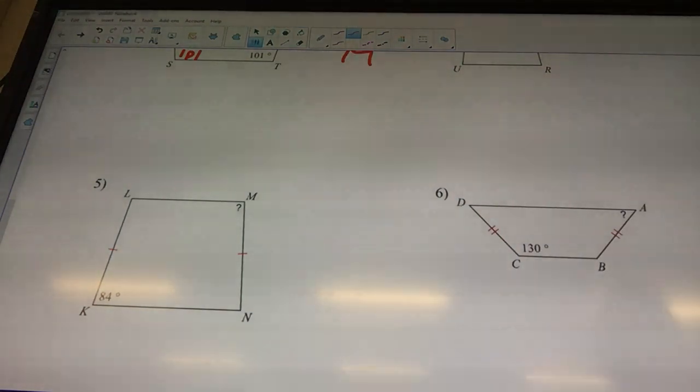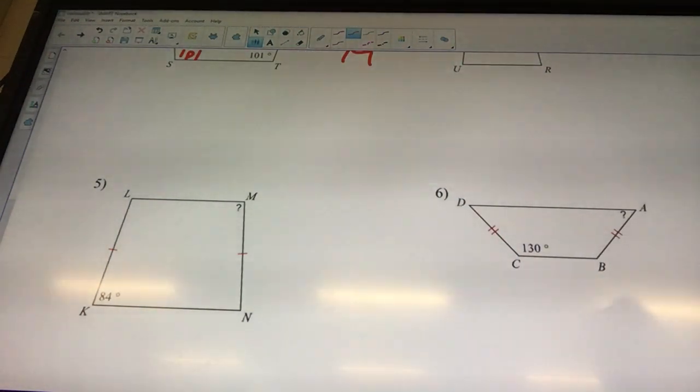Okay, look at 5. Which other one looks like 84? N. Okay. N, and what then is M?